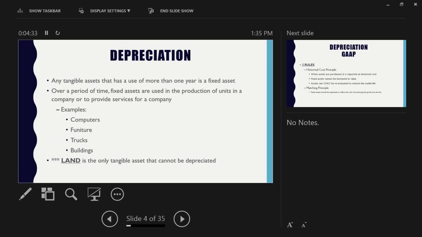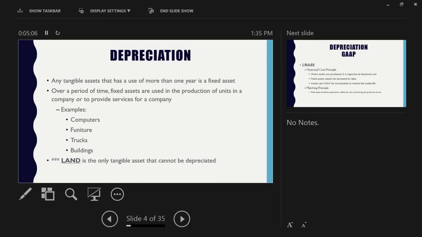But for this class, because this is accounting 101, you learn about depletion later on when you become more advanced in accounting, and this applies to real estate as well. But for this class, I'm not going to have you work with land.